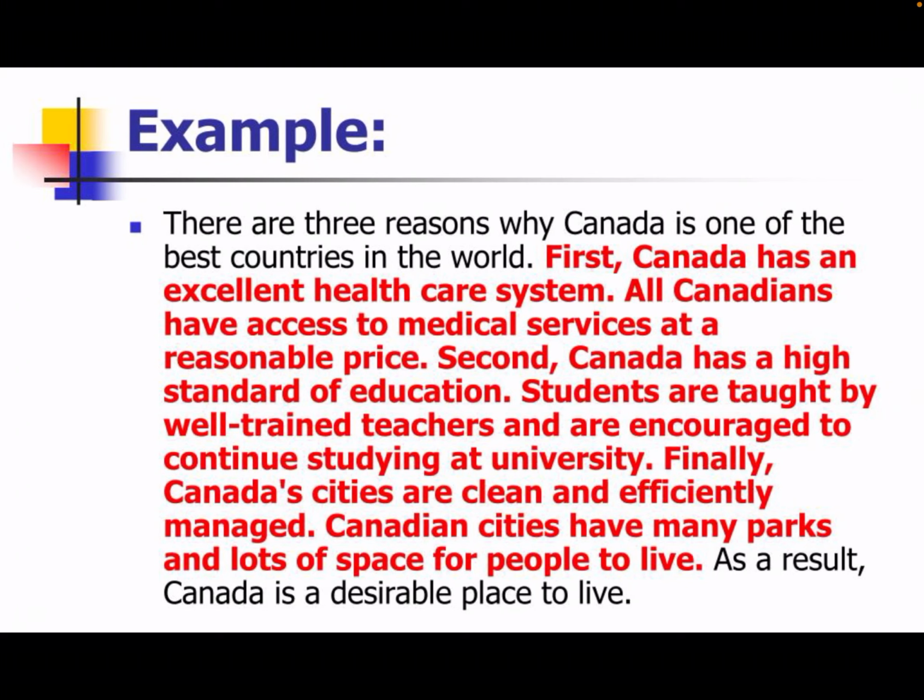So here you have the conclusion sentence. This is reminding us of the main idea, which is in the first sentence, and it's answering the question, where we said there are 3 reasons why Canada is one of the best countries in the world. We gave the reasons, we gave facts, and now here we answered our question, why Canada is a desirable place to live. So this is an excellent small paragraph.